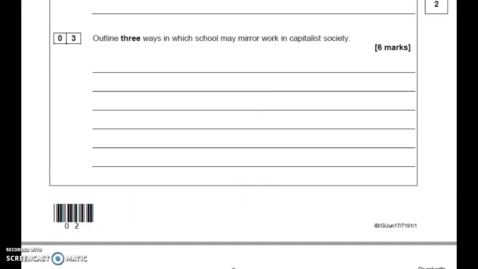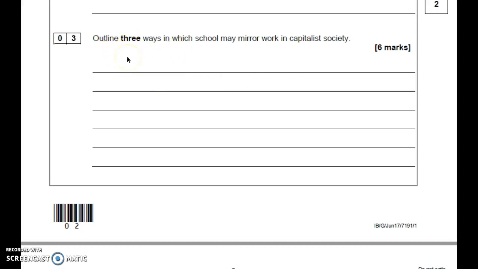Moving on to the 6-marker. This one is asking you for 3 ways, and in this case, it's looking at how school may mirror work in a capitalist society. To get the marks, you would have got 1 identification mark for identifying something like there is a hierarchy, and then you will get 1 mark for indicating the hierarchy within a school and how it's similar to a capitalist society. For example, you might say something like head teachers are in charge, which is similar to bosses being in charge within a capitalist society. So 1 mark for the identification point, 1 mark for the explanation. You have to give at least 3 of them.